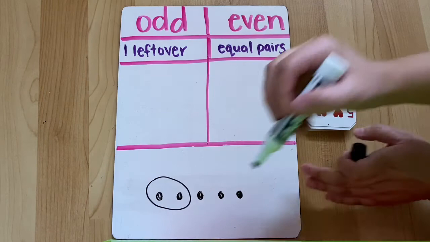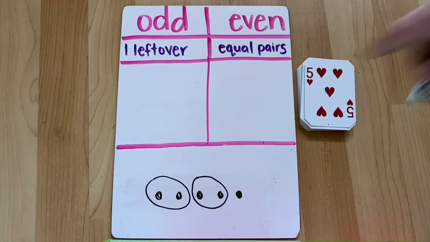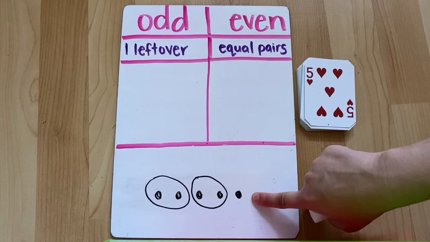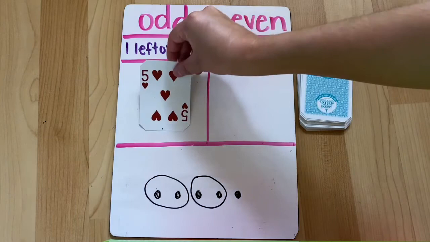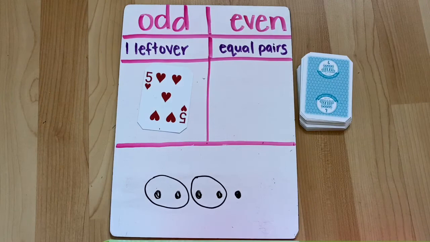Ooh, but I notice that I only have one left over. I don't have another dot to make it into a pair. So if I have one left over, that is telling me that 5 is an odd number. So I'm going to place the card underneath the odd section. Good. Let's go on to the next card.